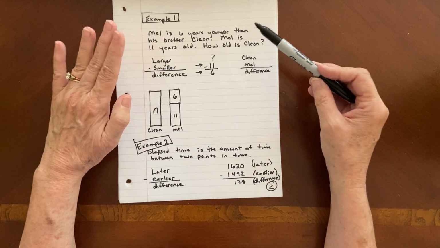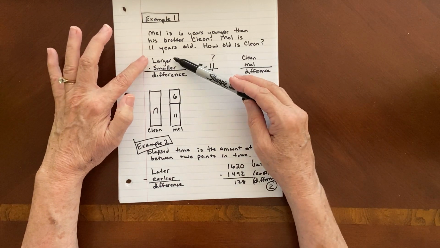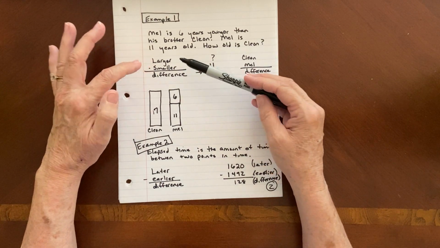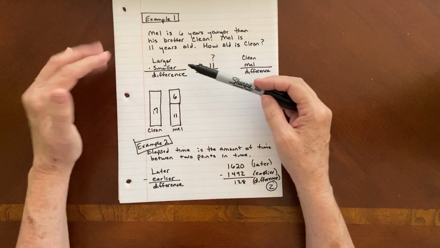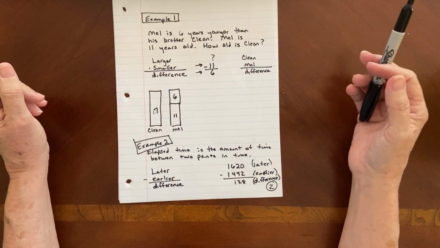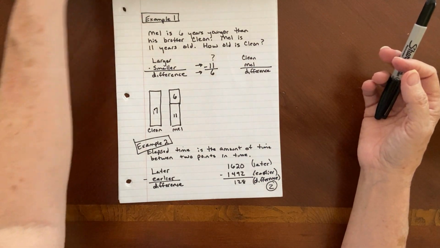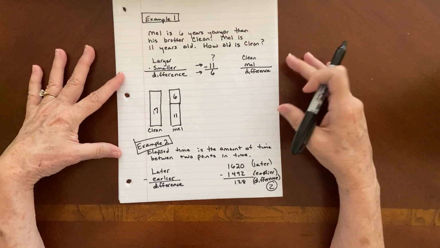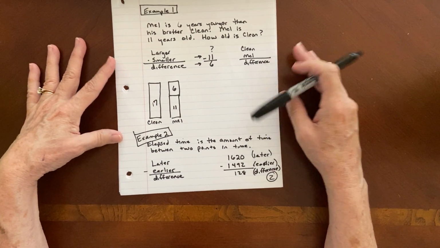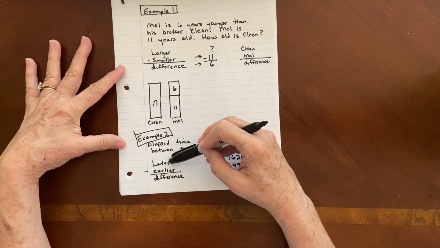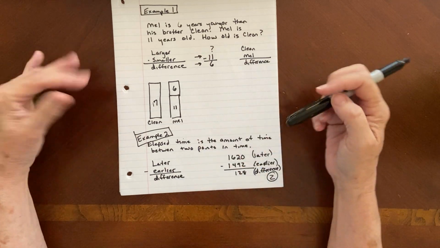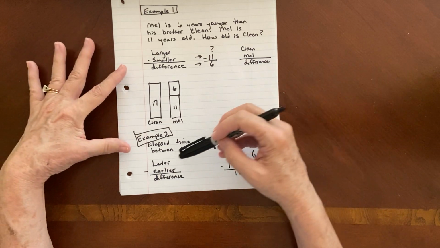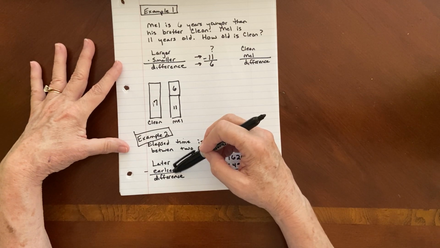With these problems, the trick is figuring out what they are talking about when they say larger, what they are talking about when they say smaller, and then difference. Let's look at example 2. That's elapsed time. So again, they're going to use that same idea of larger, smaller, and difference, except now, when you're talking about time, it's later, earlier, and difference.